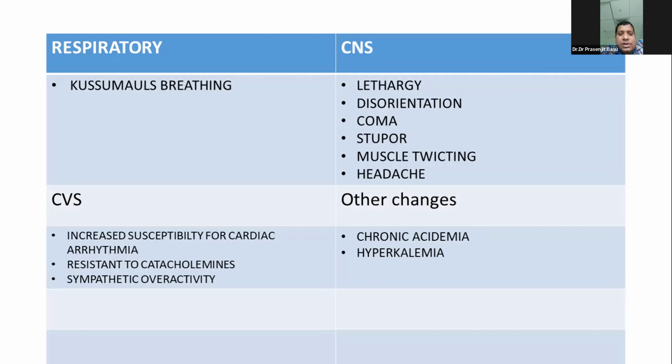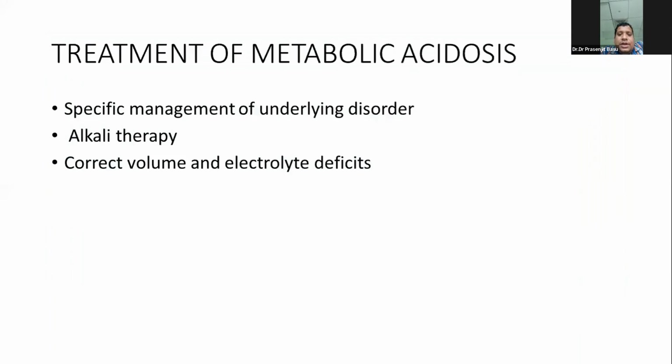Respiratory causes: Kussmaul's breathing. CVS: increased susceptibility for cardiac arrhythmia, resistance to catecholamine, sympathetic overactivity. CNS causes are lethargy, disorientation, coma, stupor, muscle twitching, headache. Other changes include chronic acidemia and hyperkalemia. Treatment of metabolic acidosis: specific management of underlying disorder and alkali therapy, correcting volume and electrolyte deficits.